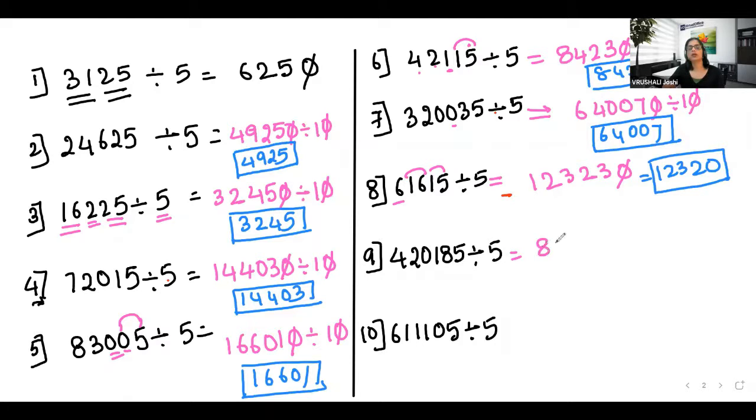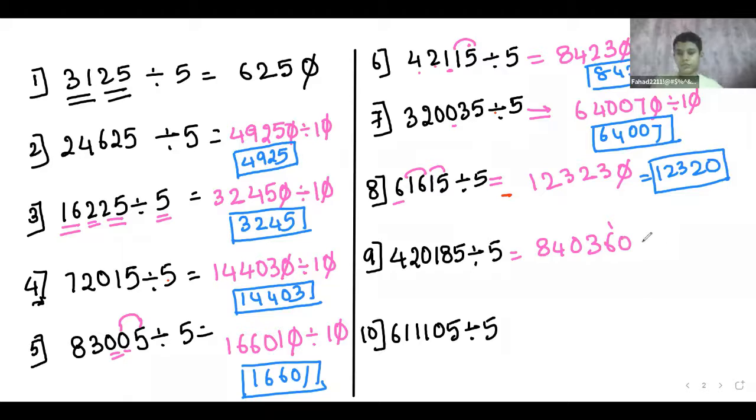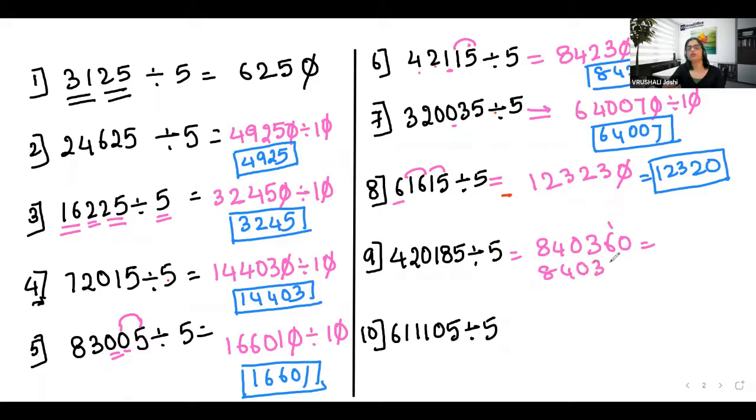42 double 84, 0. See this one. Here it is a carryover. You have a 36 and a 10. Correct? So then it will actually be 840370. If you cut it out, then you will get the answer, which is 84037.